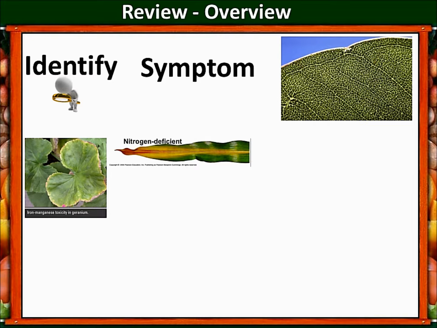Toxicity, toxidez. On this picture we have a toxicity of ferro e manganês. Como digo ferro e manganês? Iron, manganese. Please note the toxicity symptom, it is on the older, lower leaf. Na folha mais velha. Why? Because you have accumulation of toxic levels of iron and manganese.